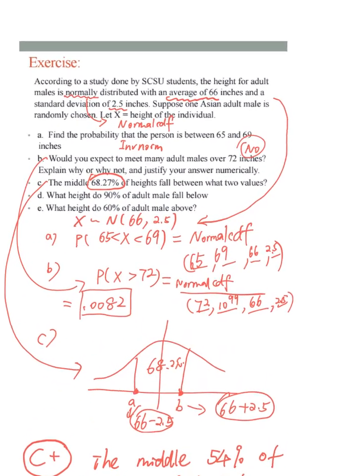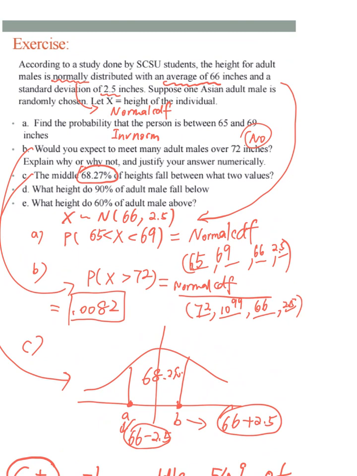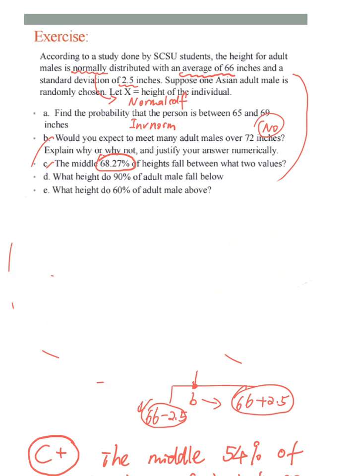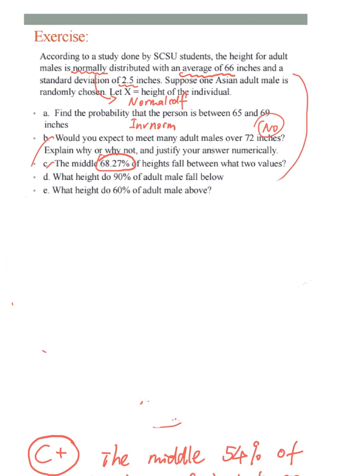And for part D and part E, they are both related to a percentage being given, right? We have 90%, we have 60%. A percentage is given, and we are looking for the height. The height is our random variable, right? So we give the percentage and we are looking for the random variable value. We should use inverse norm, right? So how about I erase this part and write the solution here.